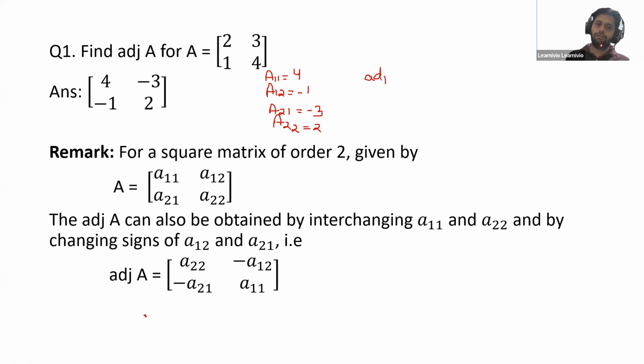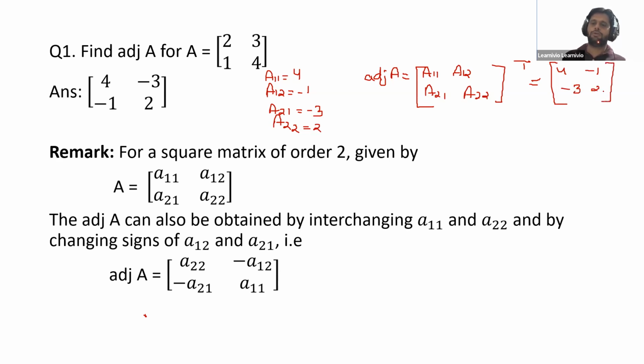Now the adjoint of A will be equal to, write the cofactors in the same sequence, A11, A12, A21, A22. Then find the transpose of this. So what you will get: 4, minus 1, minus 3, 2, and take the transpose of this one. What you will get here is 4, minus 1, minus 3 and 2. Is this clear, Abdur? Okay, very good.